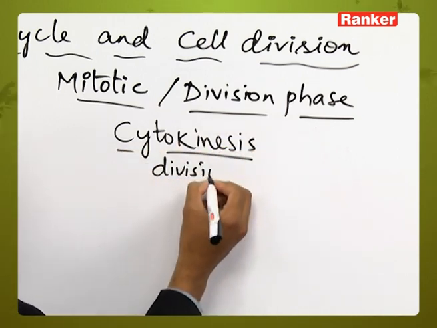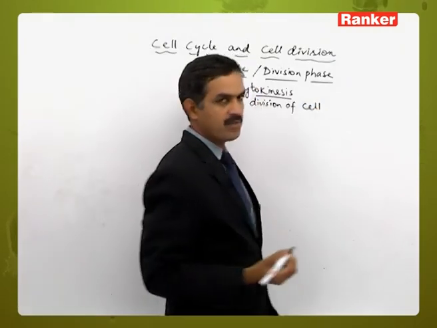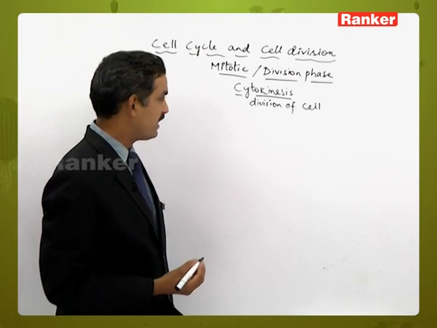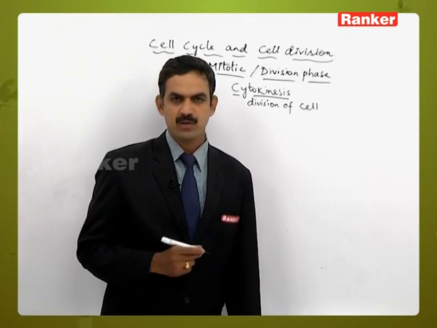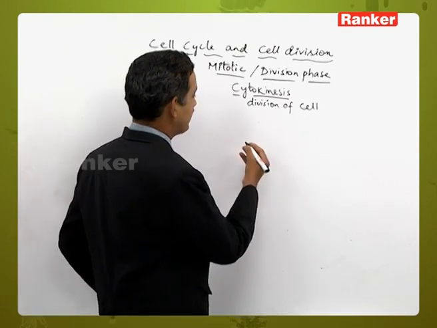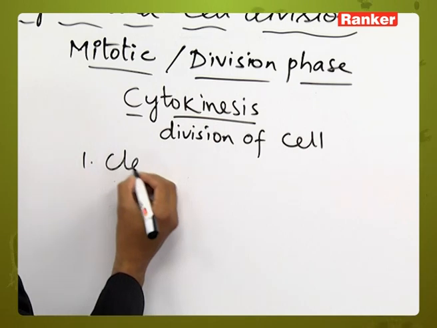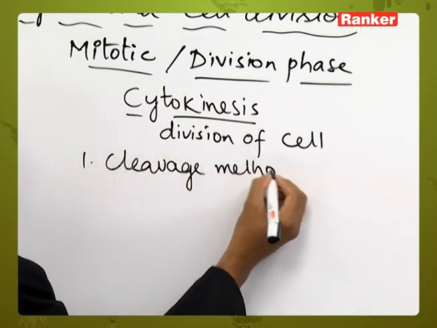division of cytoplasm, or the division of the protoplasm, or the division of the cell. So here, the division of the nucleus has taken place during karyokinesis. Now, the division of the cell will take place in plant cells by 2 methods. One is called the cleavage method and the other is called the cell plate method.